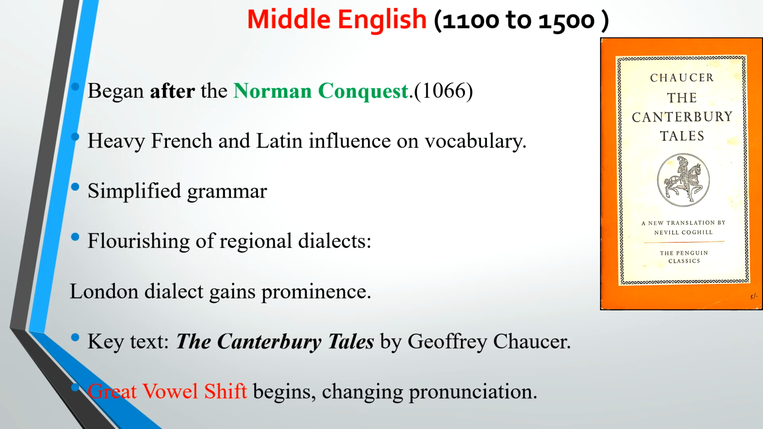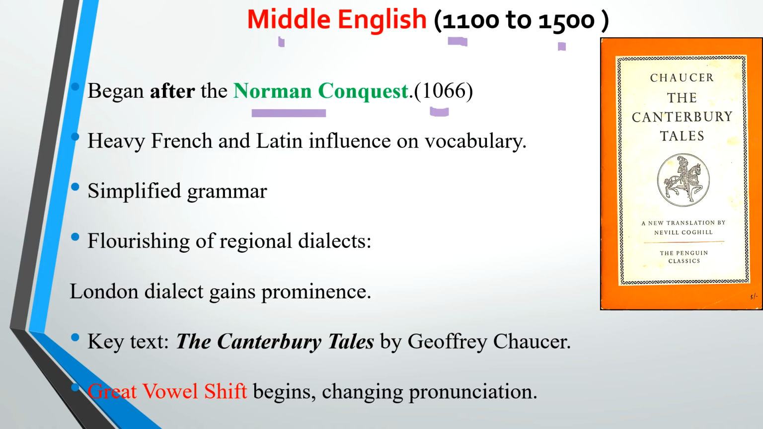Middle English is the second period in the history of the English language. This roughly spans from 1100 to 1500. The Middle English period began after the Norman conquest in the year 1066. The Norman conquest refers to the 11th century invasion of England by William, the Duke of Normandy. So this was a turning point in the history of the English language.